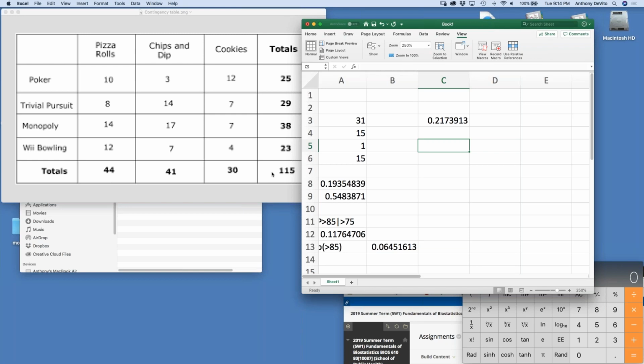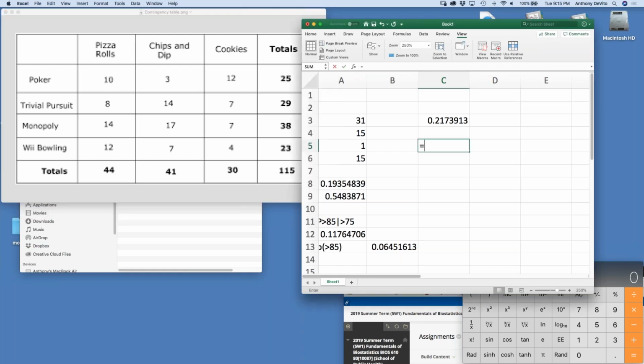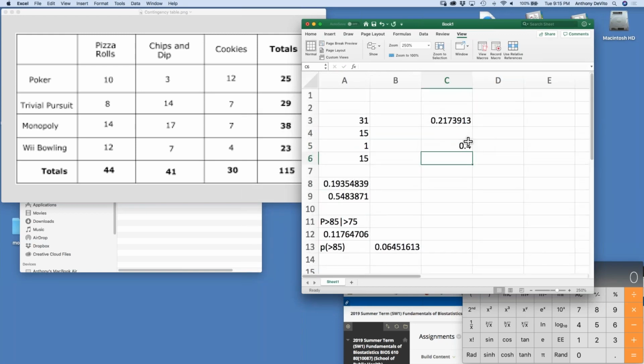Well, now let's twist this a little bit and take a look at a conditional probability. What's the probability that they ate pizza rolls given that they played poker? Well, given that they played poker means that had occurred. We know that they had played poker. So we're only considering people that played poker, 25 people. Out of the 25 people, what percentage of them ate pizza rolls? Okay, and that's going to be 10 out of 25. And why are we using 25? Because it's a conditional probability. 40% of the people that played poker ate the pizza rolls.